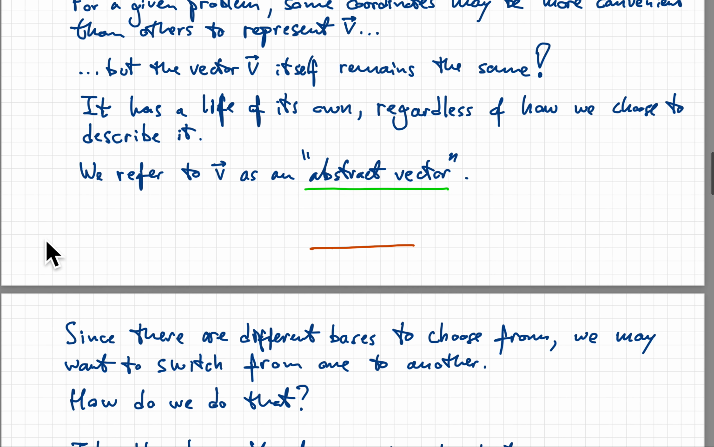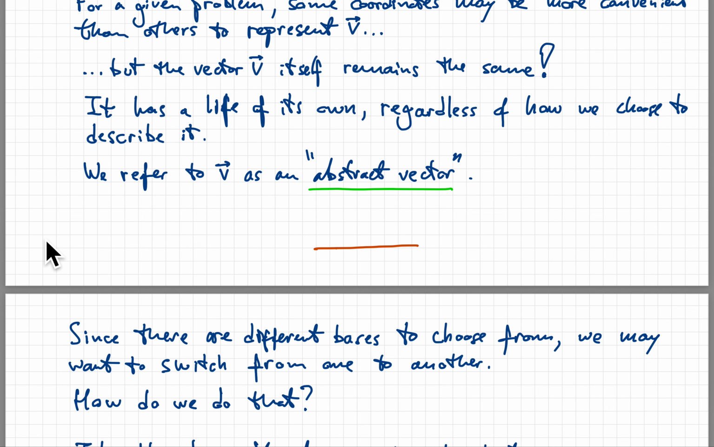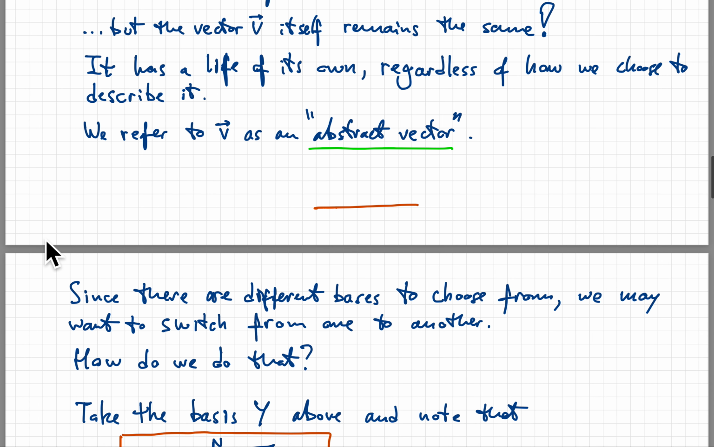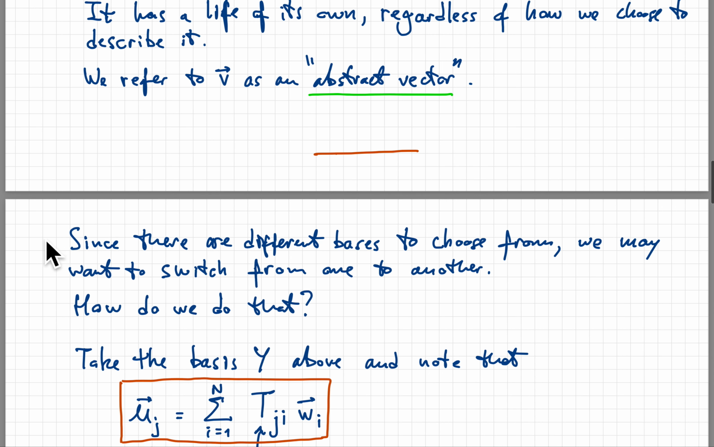Now, since there are different bases that we can choose from, here I called them x and y, but there's an infinite number in reality, we may want to switch from one to another. And like I said, that's typically very useful. So how do we do that? We'll see how to do that next.